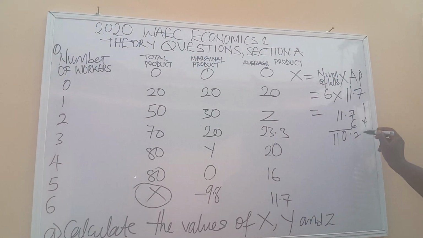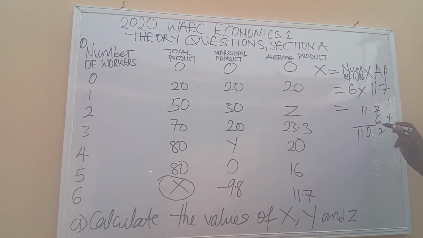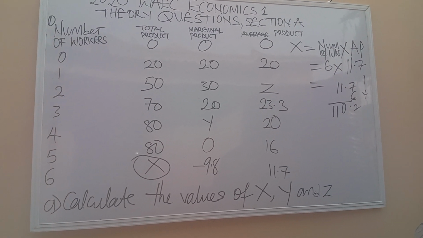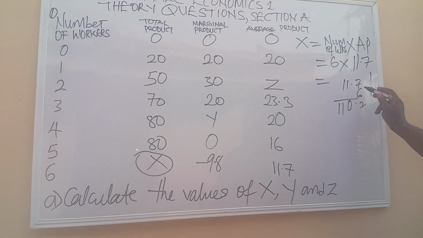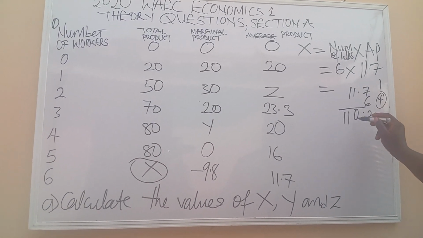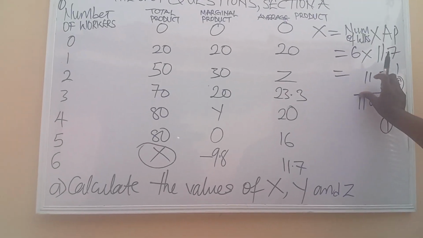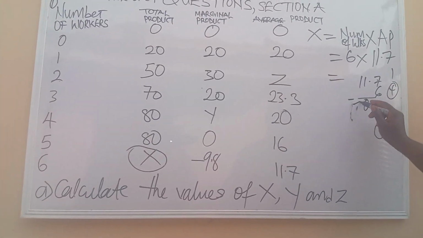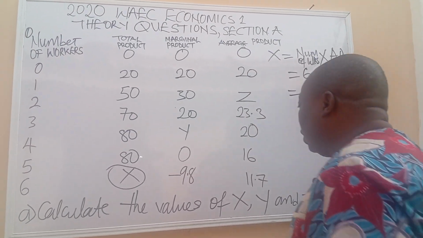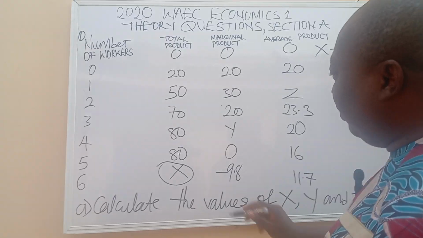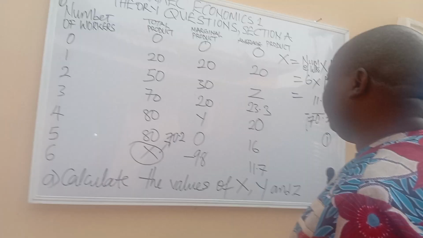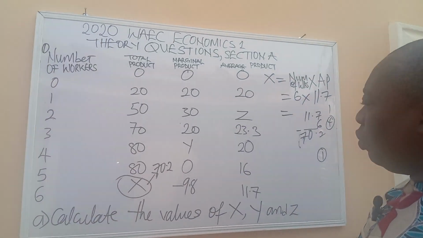Okay, so my calculator is not here, I'm sorry for that. This is 70.2. So we've gotten X.